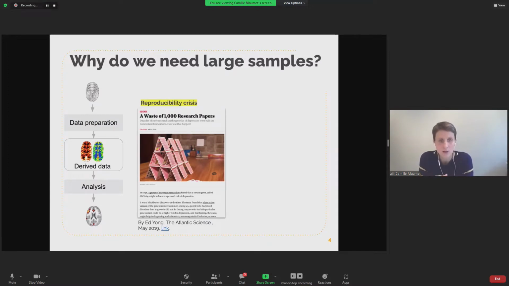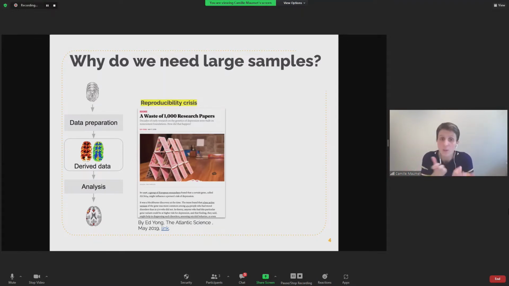The first one comes from an article published in The Atlantic, entitled, with quite a provocative title, A Waste of 1,000 Research Papers. Basically, it discussed how, when researchers tried to reproduce a landmark study in genomics with a bigger sample, they just couldn't reproduce the original results. This leads the author to think that the original result was a false positive finding, and it is one illustration of the so-called reproducibility crisis.